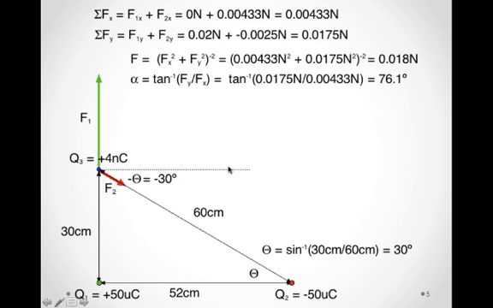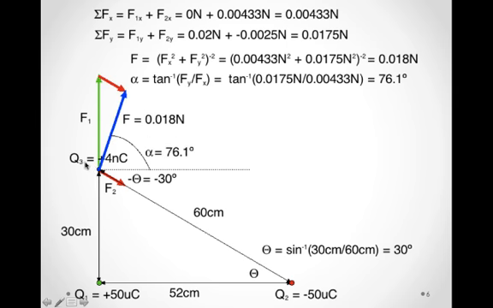And that angle is referenced to this horizontal line right here. So it's really going to be an angle up to wherever that vector is. So our angle here is the inverse tangent of our vertical component over our horizontal component. And so doing that, we get 76.1 degrees.